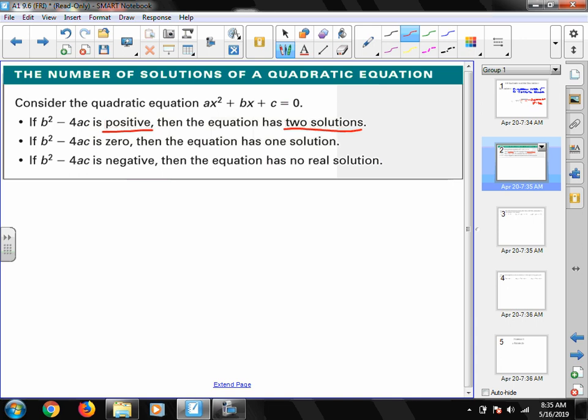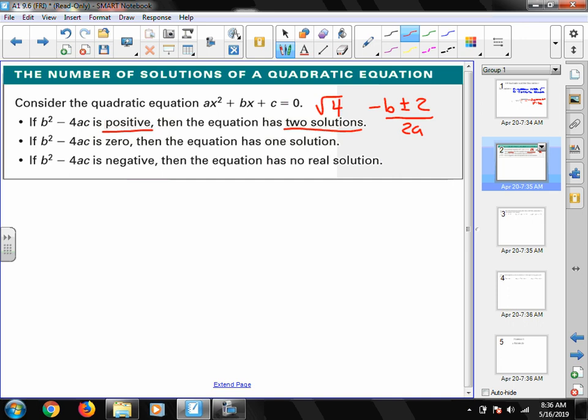If in your quadratic formula you end up with a square root of 4, you end up with negative b plus or minus 2 all over 2a. So you would add your 2 and you would subtract your 2 from whatever that b value is.